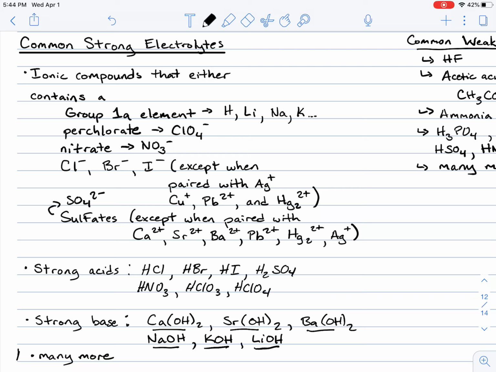And so I did put in a little note here. There are so many more compounds that can act as a strong electrolyte. There's no way that I can list all of those compounds in one page. And so we're just going to work with what we have over here. So go ahead and either pause this video or take a snapshot or write all of this down in your notes so that way you guys have this reference on hand.